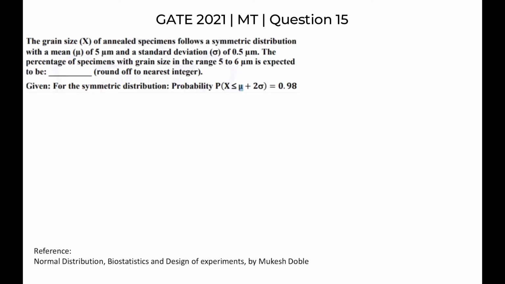Hello all. This is one more question from GATE 2021. The question says the grain size X of annealed specimens follows a symmetric distribution with a mean mu of 5 micrometer and a standard deviation sigma of 0.5 micrometer. The percentage of specimens with grain size in the range of 5 to 6 micrometer is expected to be dash.